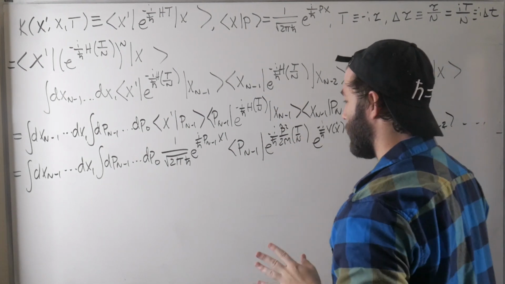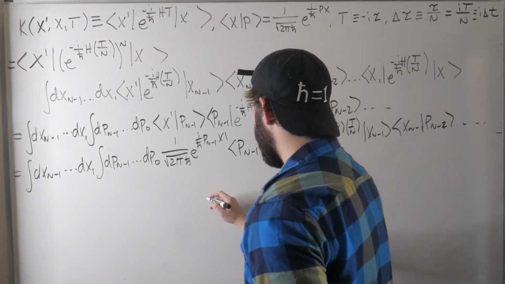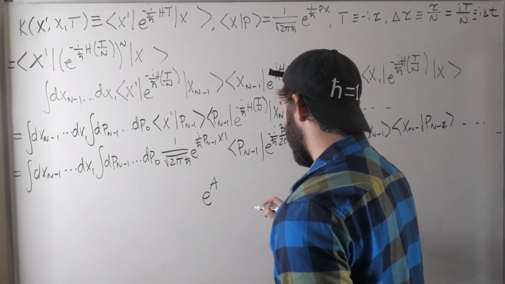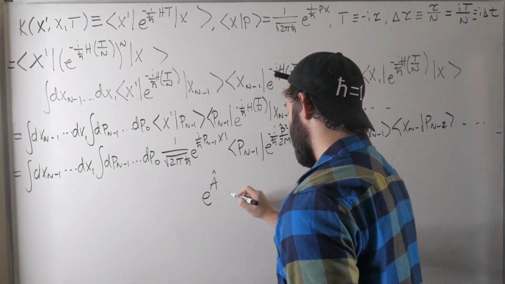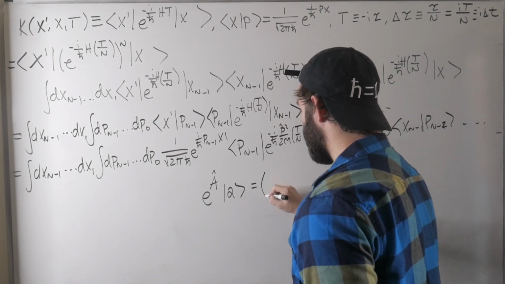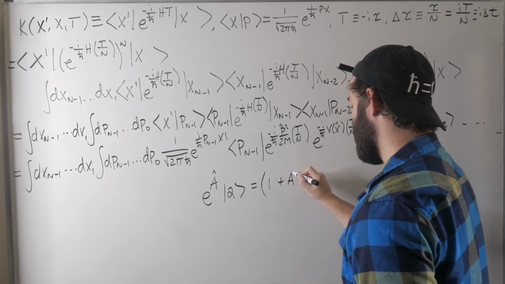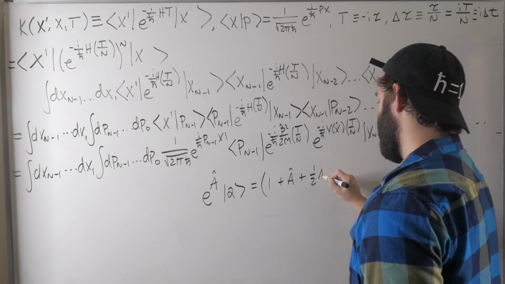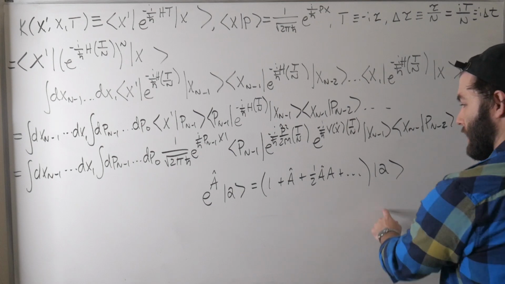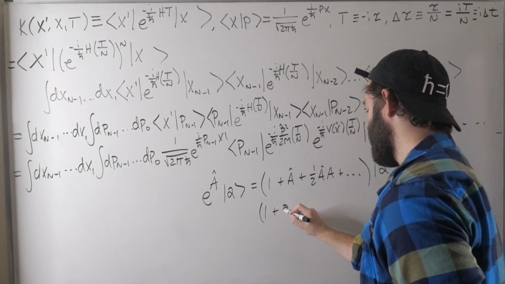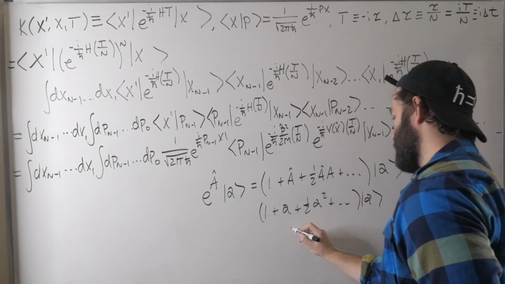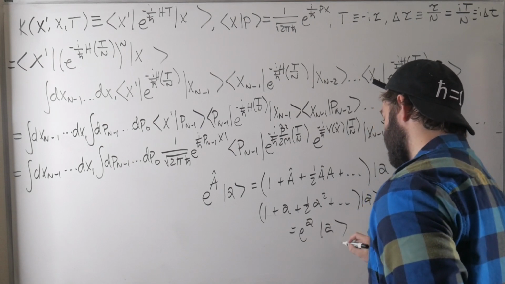Maybe it would be helpful to talk about what that means in the first place. If we have an exponential of an operator, that's to be understood in terms of its power series. So if we have some operator e to the a hat acting on some eigenstate where its eigenvalue is a, this is understood as its power series, 1 plus a hat plus 1/2 a hat squared plus dot dot dot. When we act on that eigenstate, this just gives us 1 plus a plus 1/2 a squared plus dot dot dot, which is just e to the a times the state.